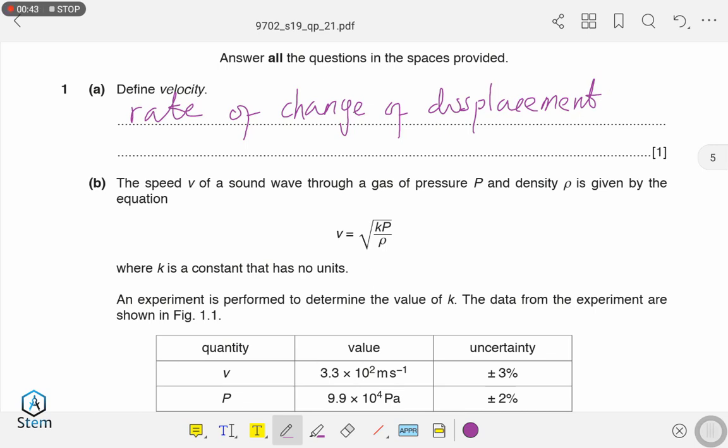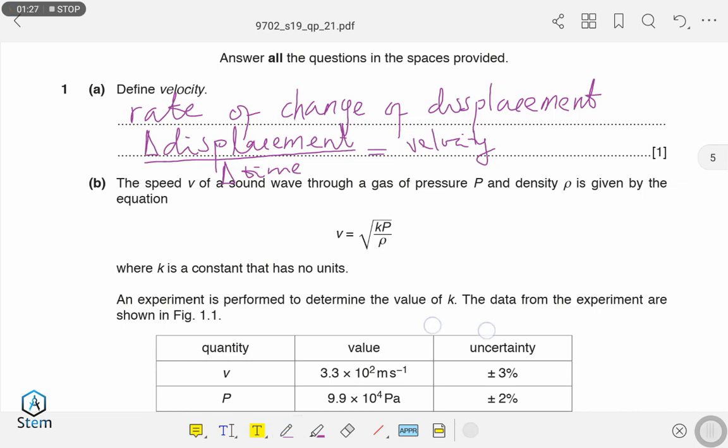We can also use an equation to define velocity. It's very acceptable. We can say displacement divided by time. I think it's a good idea to put a delta, change in displacement, over change in time. That is our velocity. A common mistake here would be to use the word distance. Please do not use the word distance when you are required to define velocity, because distance does not include direction.